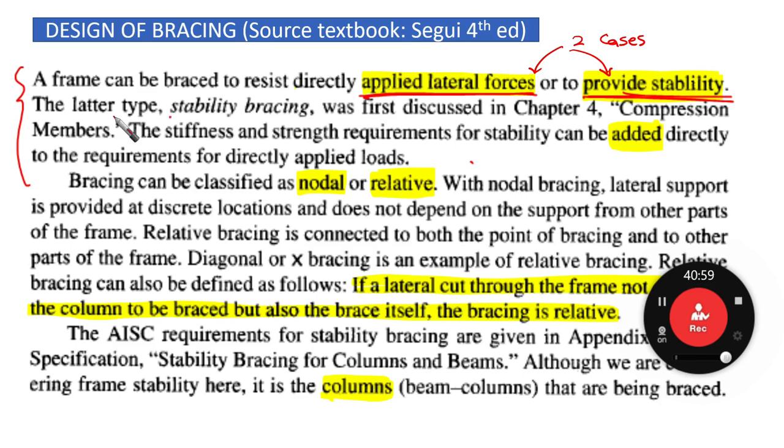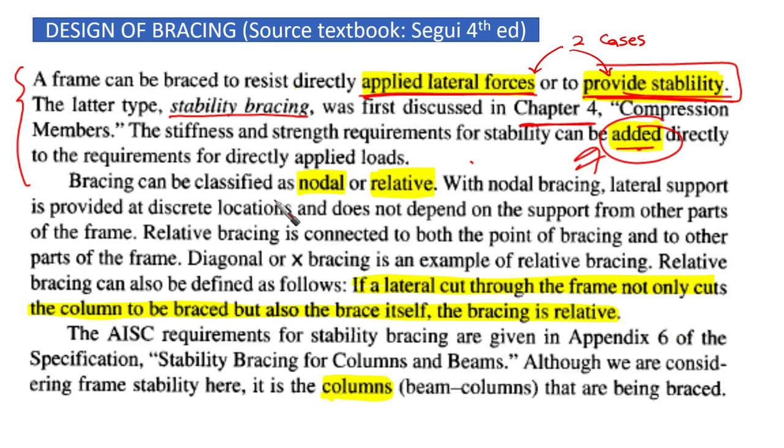So as we said, the latter type, which provides stability, we call stability bracing. It was first discussed in chapter 4, which is related to compression members. The stiffness and strength requirements for stability can be added directly to the requirements for directly applied loads. The word here, added, is the key. Whatever you have, you can add and sum up the requirements together. That's the issue here.